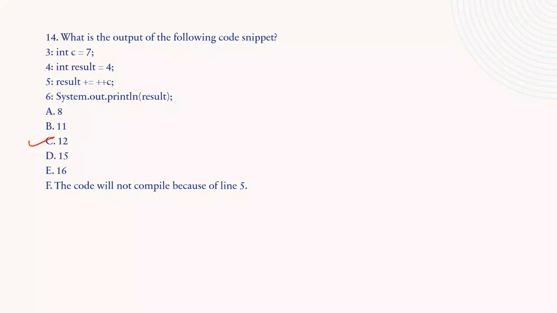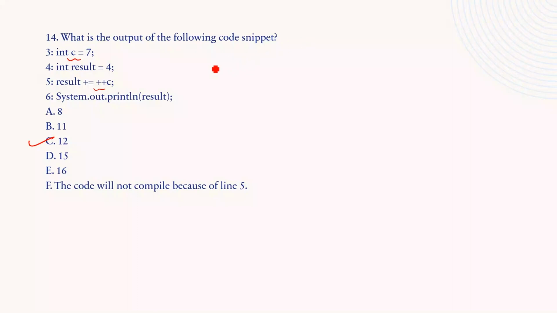So on line number 5, what happens? The pre-increment operator is used, so c is incremented to 4. The c variable that you are seeing is incremented to 4 first, because obviously the pre-increment has the highest precedence in this case, and the new value is returned to the expression. The value of result is computed by adding 4 to the original value of 8. That is why the answer is 12.